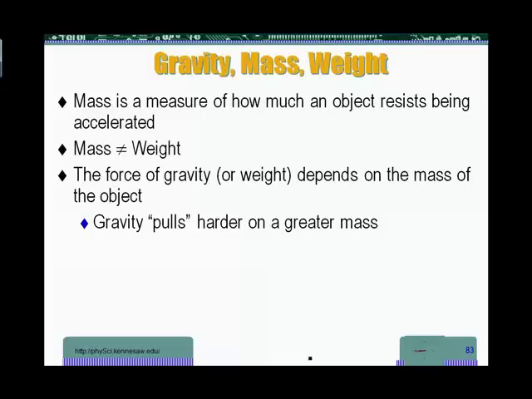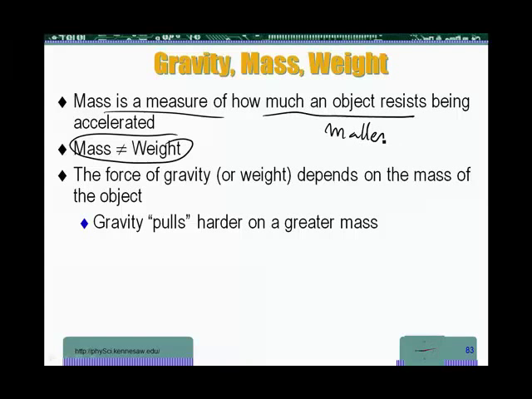Let's focus a little bit on gravity, mass, and weight. Mass is a measure of how much an object resists being accelerated. It is not weight, that's very important. But also, mass is a measure of how much matter we have in the object.